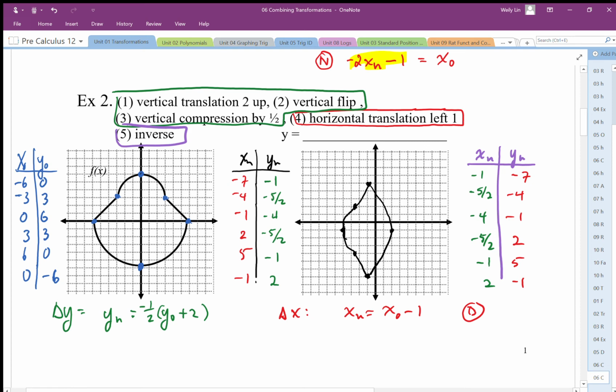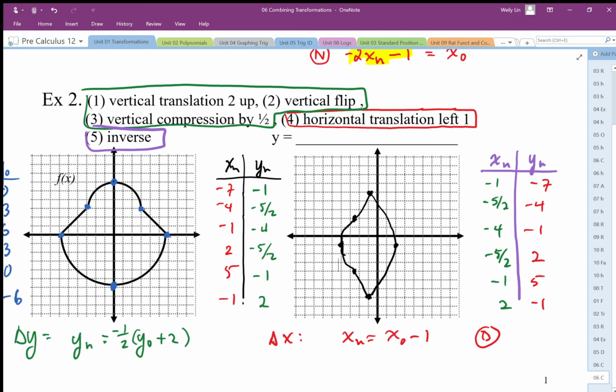There's my transformation. I've done my vertical, horizontal, and then I did the inverse. So notice that instead of pointing along the y-axis like this, it is now pointing along the x-axis like this because x and y's have switched. Okay, I'm almost done. The last thing I need to do is put it into function notation.